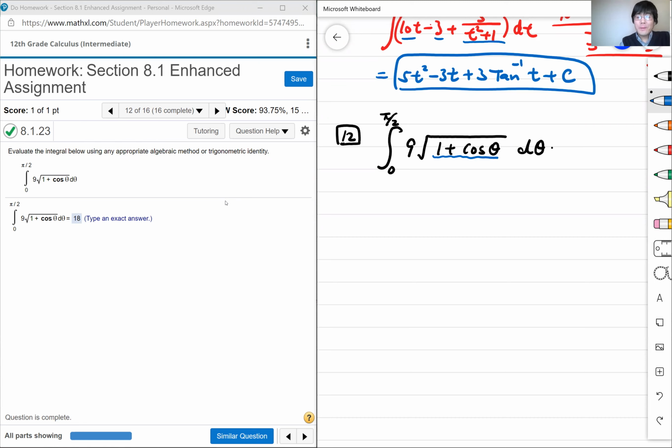Okay, let's multiply top and bottom by its conjugate here. Okay, so this is one technique. When you see 1 plus cosine or 1 minus sine, something like that, the 9 is out. You 9, so 9 is just a constant multiple, so you can put out. So multiply 1 plus cosine by its conjugate on top and bottom, which is 1 minus cosine and 1 minus cosine.